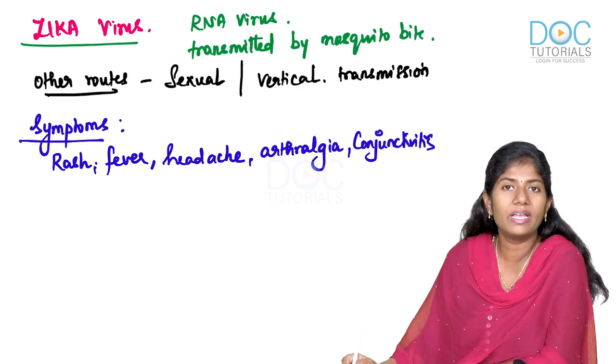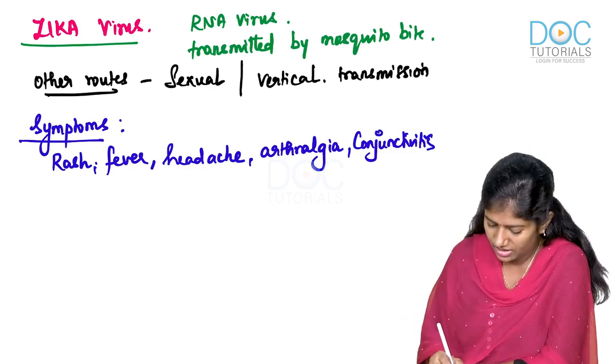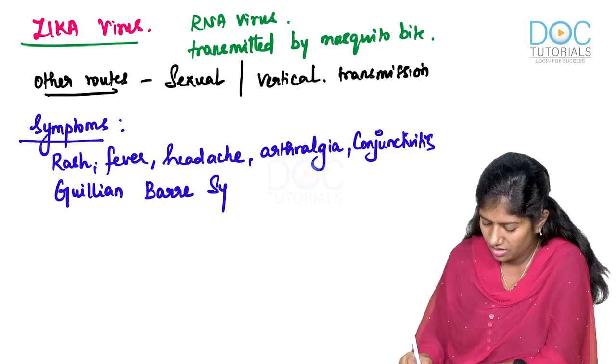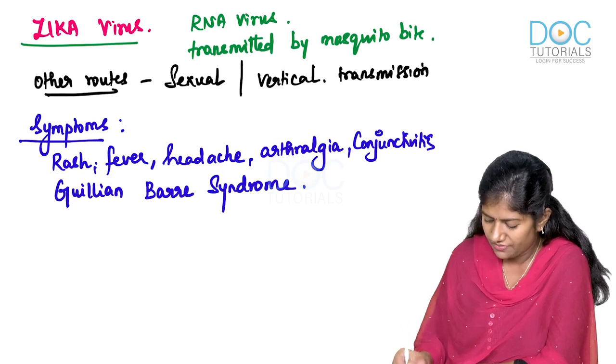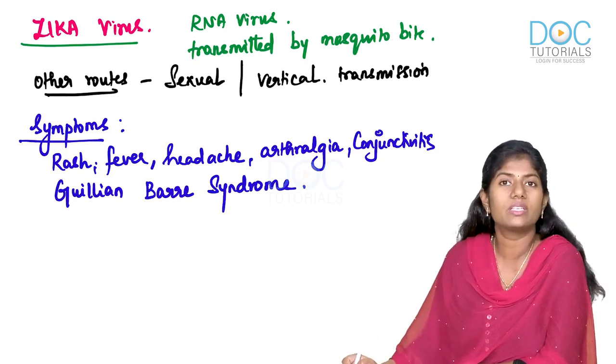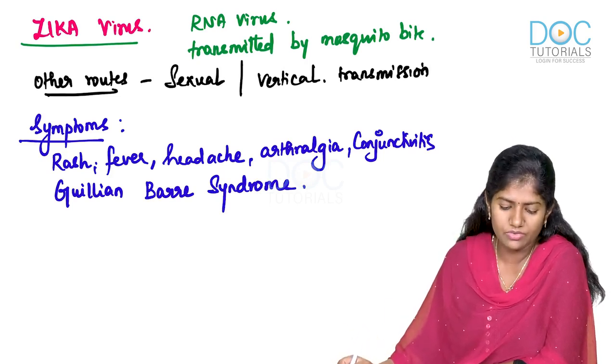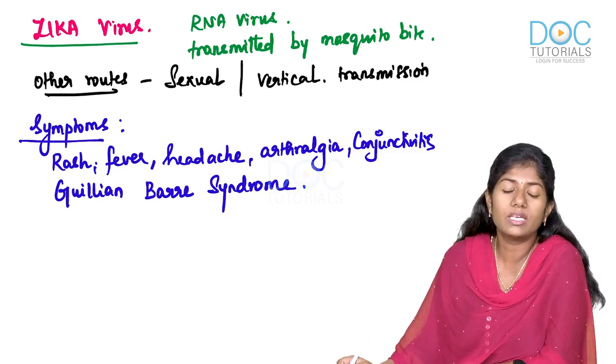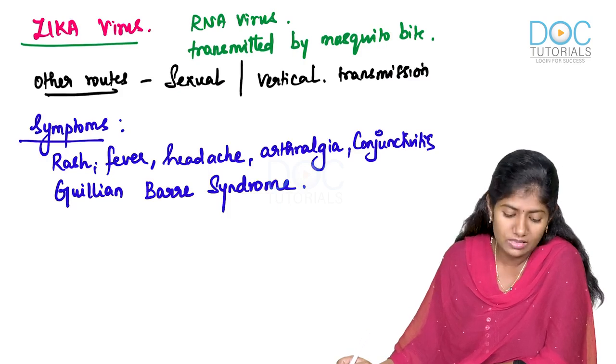Rash, fever, headache, arthralgia, conjunctivitis, and it can also lead to Guillain-Barré syndrome. Even if the mother is asymptomatic, provided the mother has the virus in her bloodstream, the fetus can be badly infected.